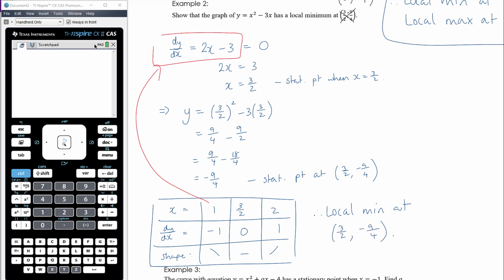Okay, so you need to show those three things: that there's 0 gradient at 3/2, that the y value is negative 9/4 when x equals 3/2, and that at that point you have a local minimum.